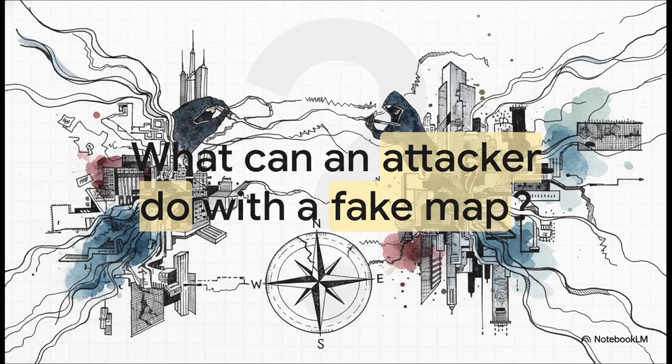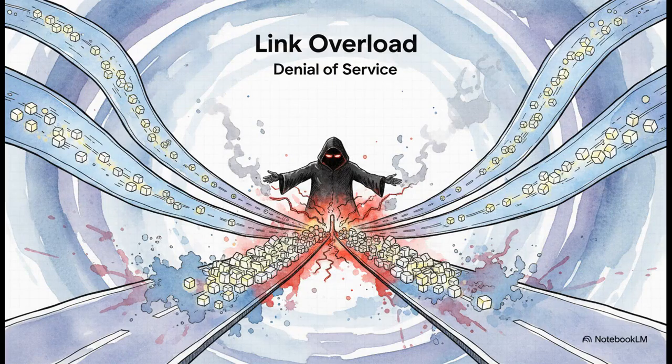So, okay, an attacker can rewrite the map. What's the big deal? What can they actually do with this power? Turns out, a whole lot. First up, link overload. They can redraw the map to funnel a massive amount of traffic through one tiny little link that was never designed to handle it. You get instant gridlock. It's a perfect denial of service attack.